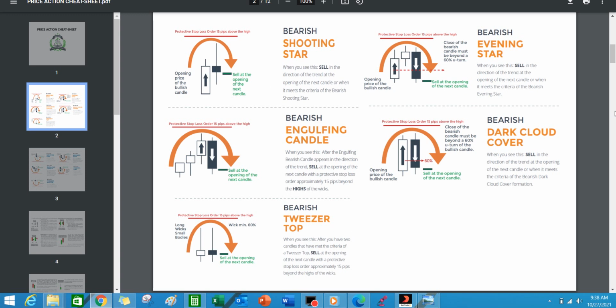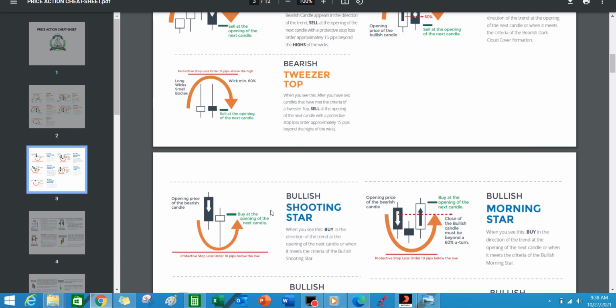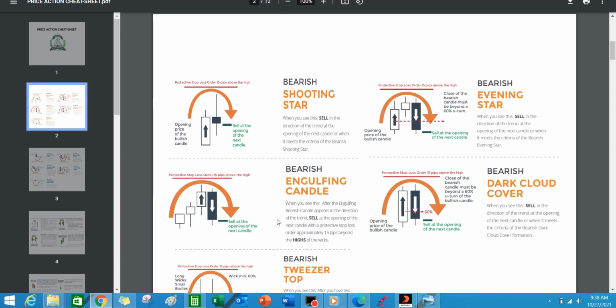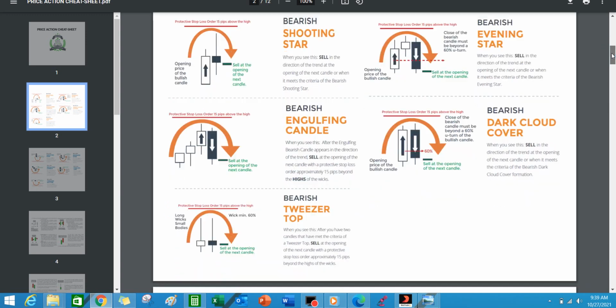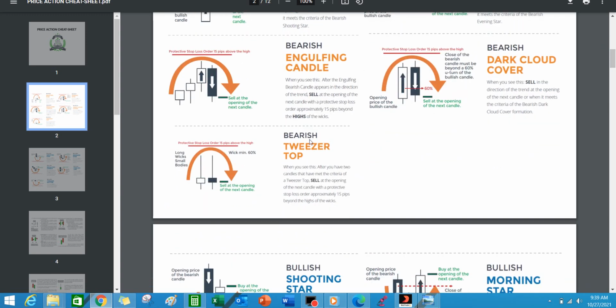So I've explained this. Let's explain the last one so that we finish up with the bearish candle patterns. So right here is the bearish tweezer top. Bearish tweezer top, you can see that. So this is how it works, guys.